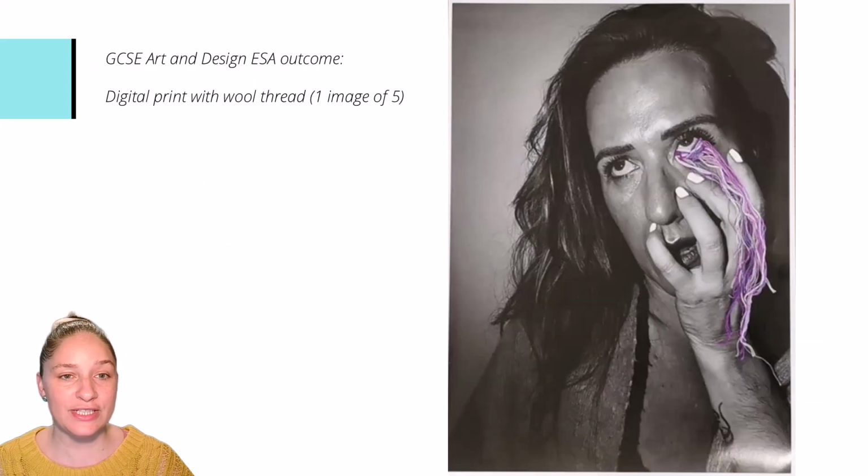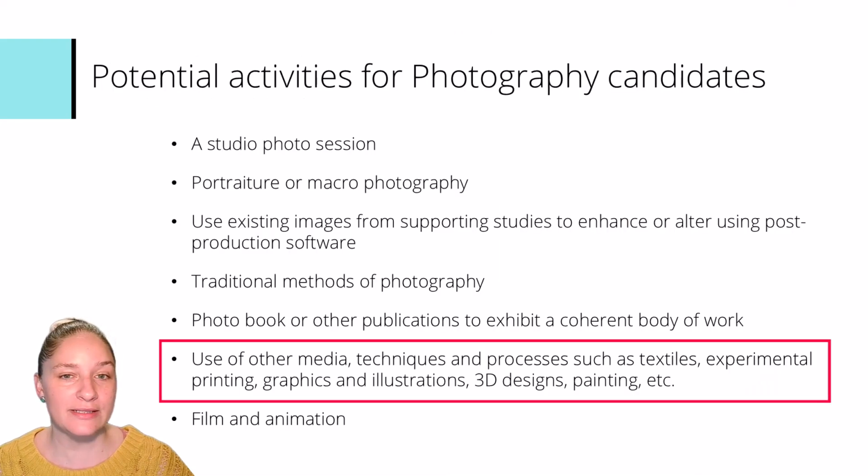For example, the GCSE Art and Design student here incorporates textiles by working into a print of their digital photograph. Other ideas include printing on fabrics, providing illustrations for graphic posters or publications, enhancing 3D designs from architectural or landscape pieces, and exploring portraiture and still life compositions through painting.